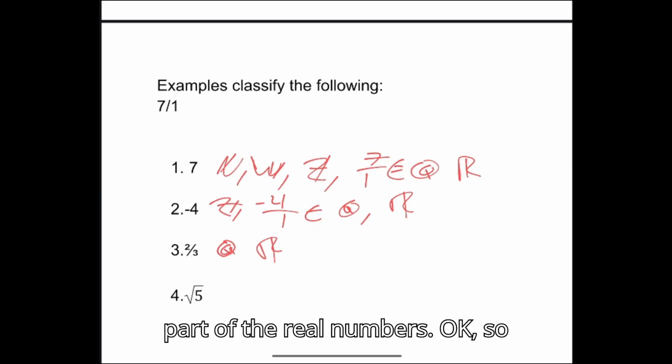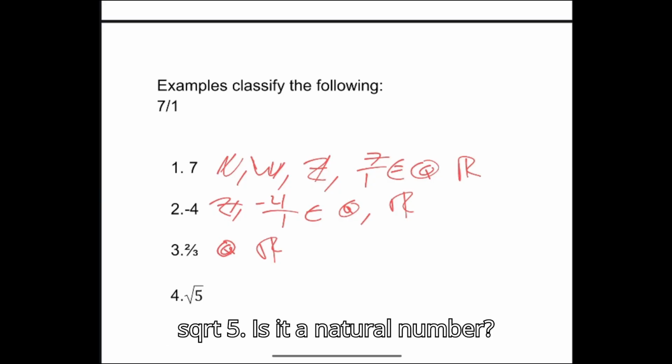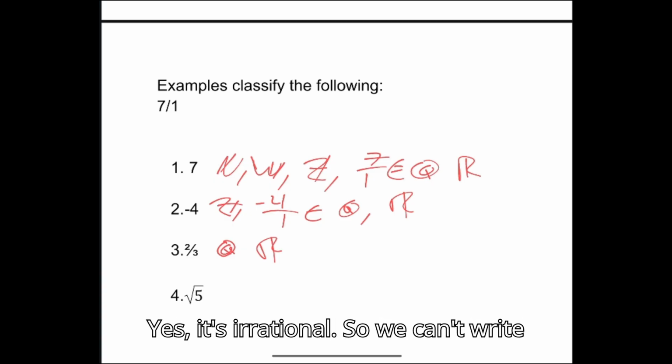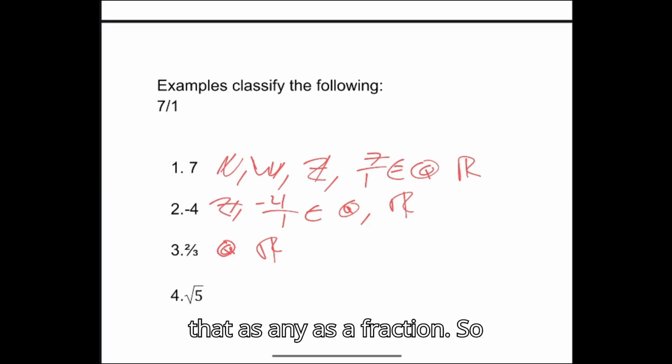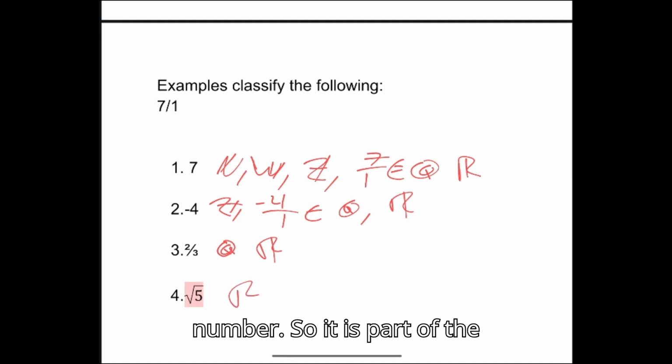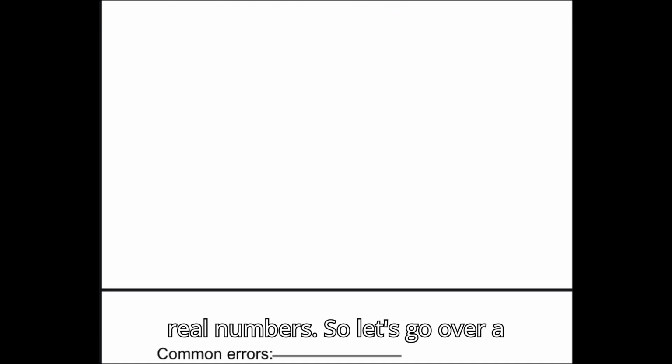Okay, so square root of 5. Is it a natural number? No. Is it a whole number? No. Is it an integer? No. Is it a rational number? No. Is it irrational? Yes, it's irrational. We can't write that as a fraction, so that means it's an irrational number, and it is part of the real numbers.